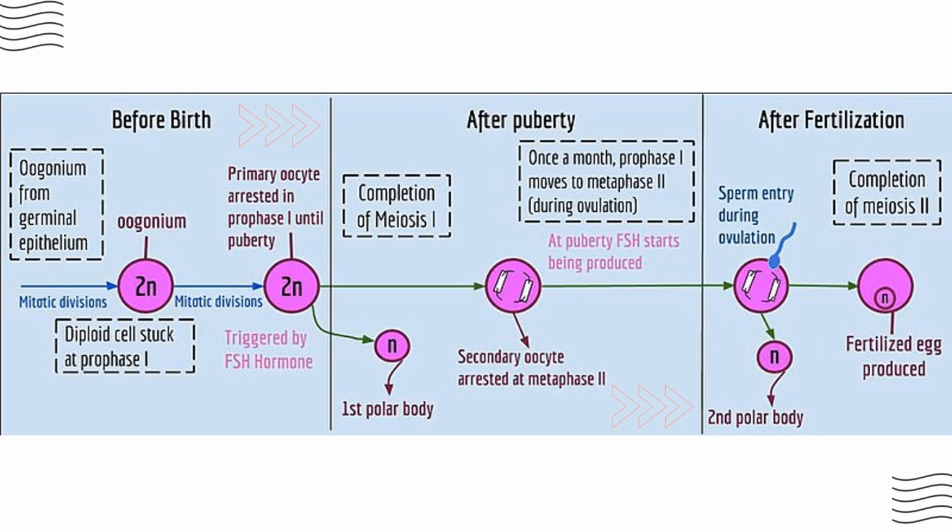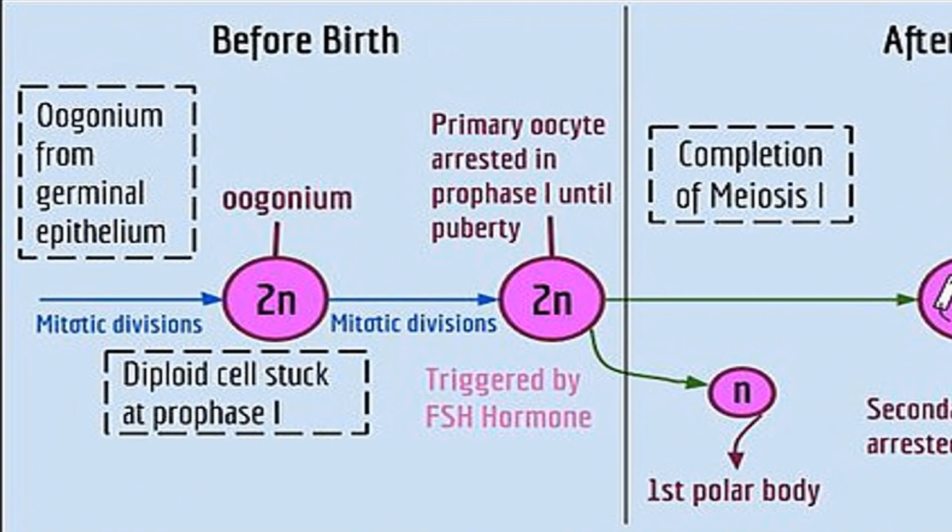This shows the process of oogenesis at three different life stages in a human female: before birth, after puberty, and after fertilization. Let us have a closer look at what happens during the fetal stage in human female. In a human female fetus, germinal epithelium gives rise to oogonia. Oogonia undergoes meiotic division to form primary oocyte, which is surrounded by granulosa cells to be called as primary follicle. The meiotic cell division in primary oocyte is arrested in prophase 1 stage until the organism reaches puberty.